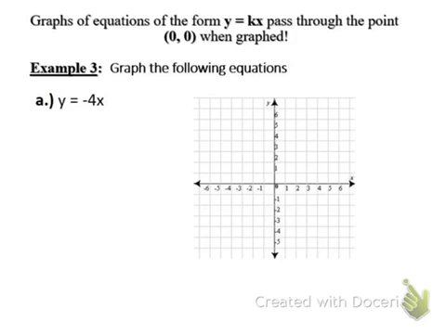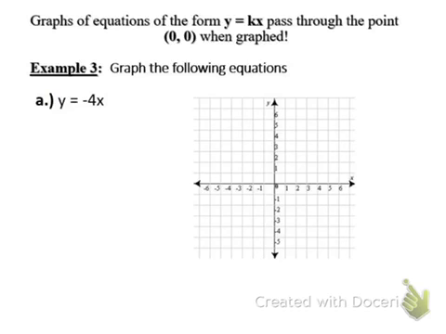So here it says graphs of the equation of the form y equals kx pass through the point 0, 0 when graphed. So for this example, they ask us to graph the following equations. Well, the first equation they give us is y equals negative 4x. So here we're going to graph the equation y equals negative 4x.